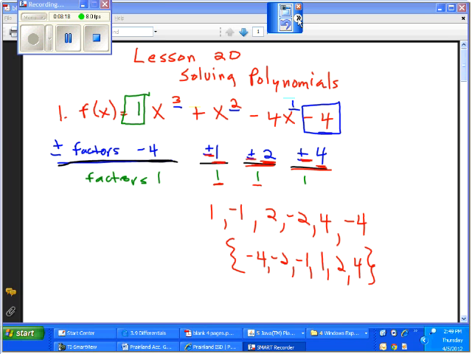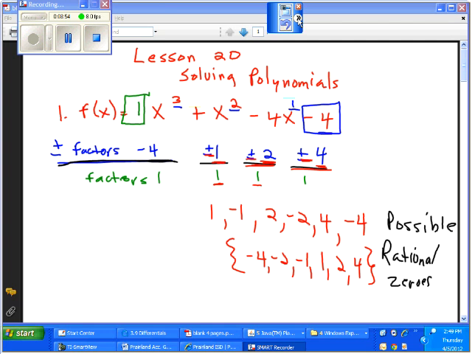Now that's possible. Notice we didn't say real zeros. We said possible rational zeros. And we do have possible. Rational means there's not a square root attached to them, or some other irrational number like pi. These are rational numbers.